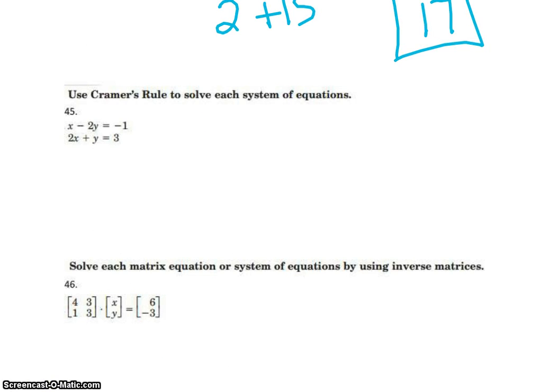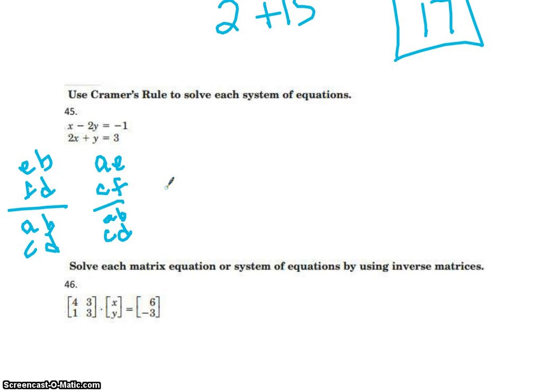45 wants you to use Cramer's rule. Cramer's rule is EB FD over ABCD. That's for X. And then you have AE CF over ABCD for Y. So A is in front of X in the first one, B, C, D, E, F. So A, B, C, D, E, F, if that helps you.